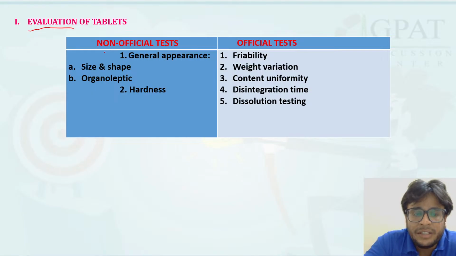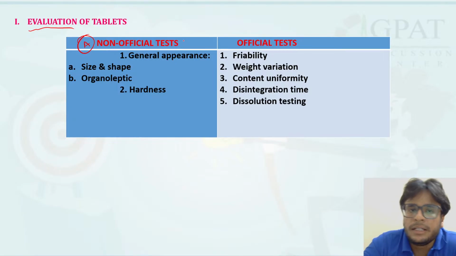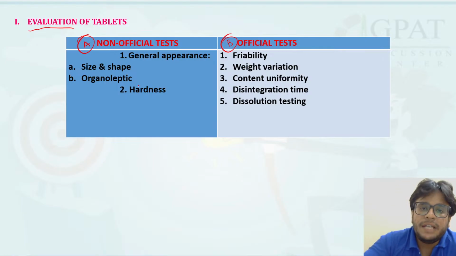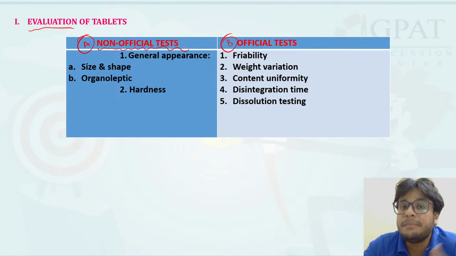Yeah, there are two categories of test. The first one is the non-official kind of test that are not being mentioned in the pharmacopoeia, as the name indicates. And the second one is going to be the official test. So first we have to discuss the non-official tests that are not that much mandatory but are important.